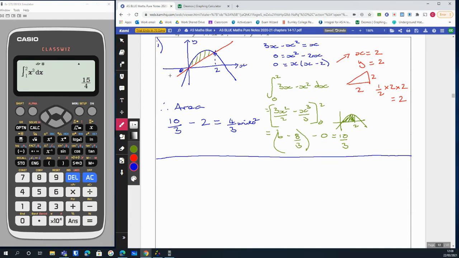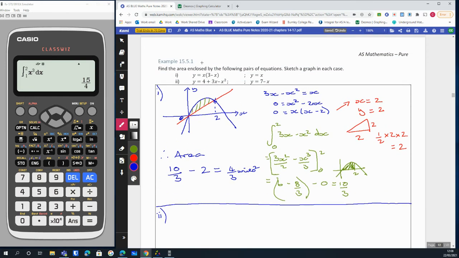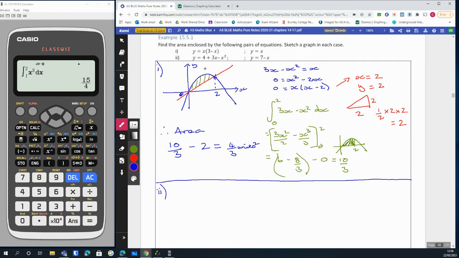Let's have a look at number 2. So I want to do y equals 4 plus 3x minus x squared. In order to sketch that, I need to get that factorised.